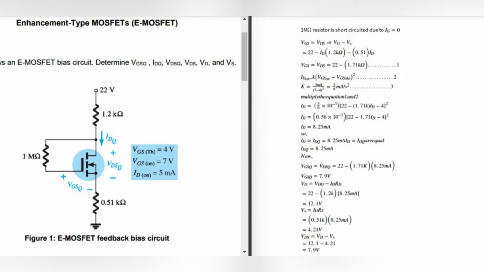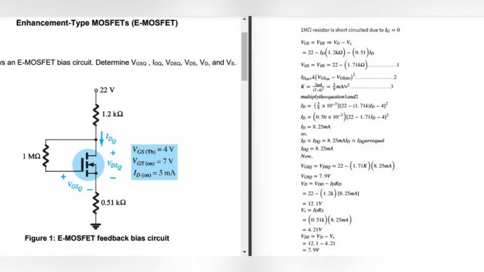Today in this video, I will present about enhancement type MOSFETs, as stated in the picture. We will determine the VGSQ, IDQ, VDSQ, VDS, VD, and VS in this circuit.